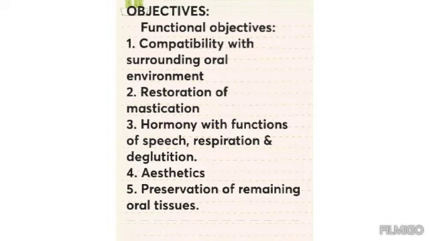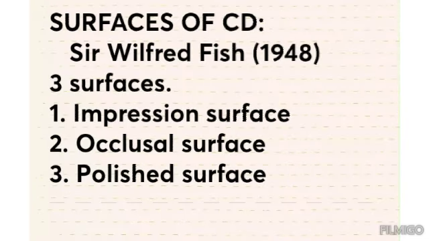So what are the objectives of CD? Functional objectives. The first one is compatibility with the surrounding oral environment, and the second one is restoration of mastication, and third is harmony with functions of speech, respiration and deglutition, the fourth one is aesthetics, and the fifth one, which is most important, is preservation of remaining oral tissues. So these are the functional objectives of the complete denture. Mainly, patients want a complete denture for aesthetics, speech and mastication. These are the important reasons.